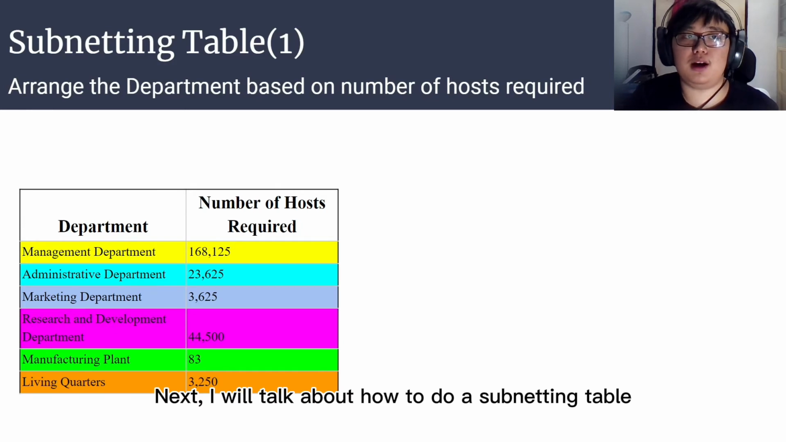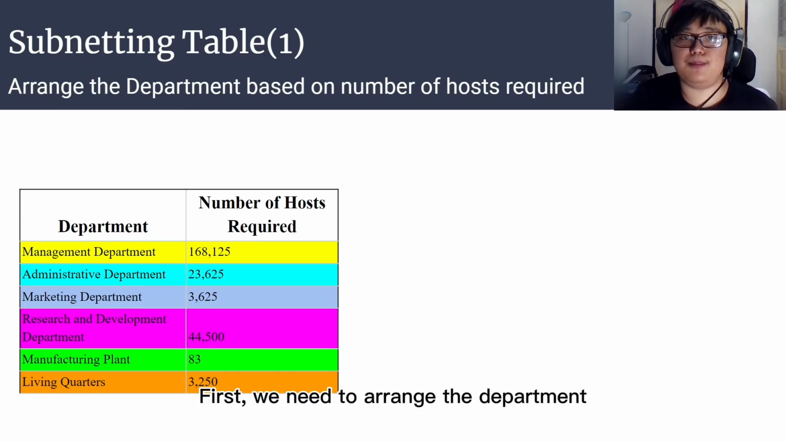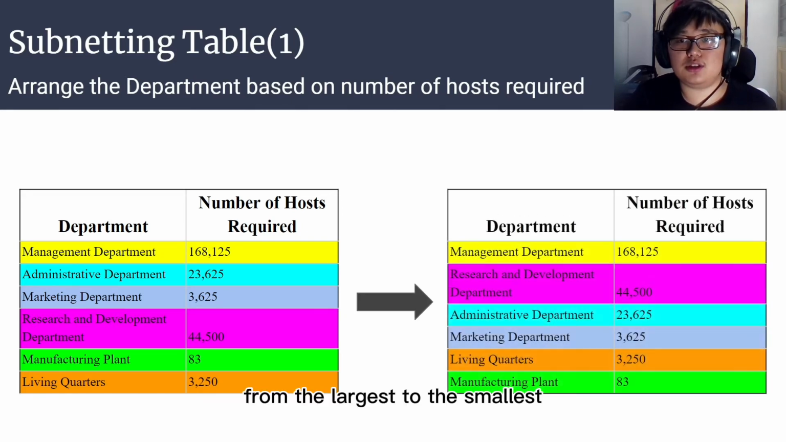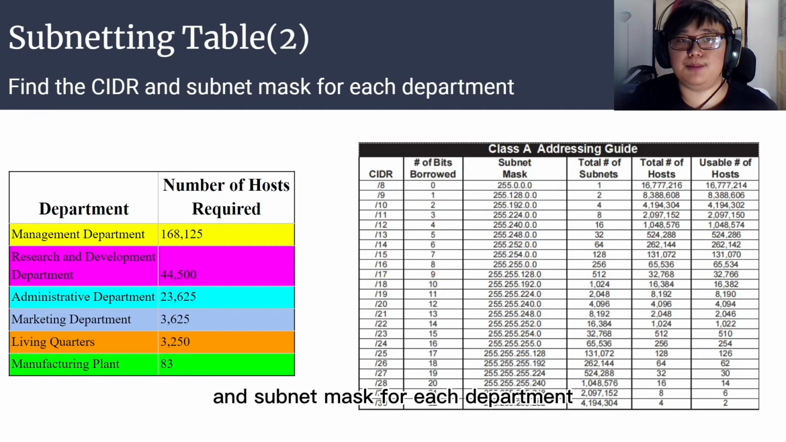Next, I will talk about how to do a subnetting table. First, we need to arrange the departments based on the number of hosts required, from the largest to the smallest. Next, we need to find the CIDR and subnet mask for each department.